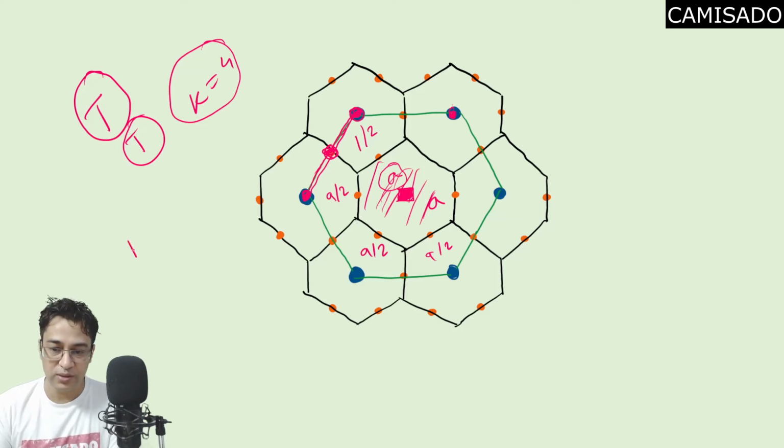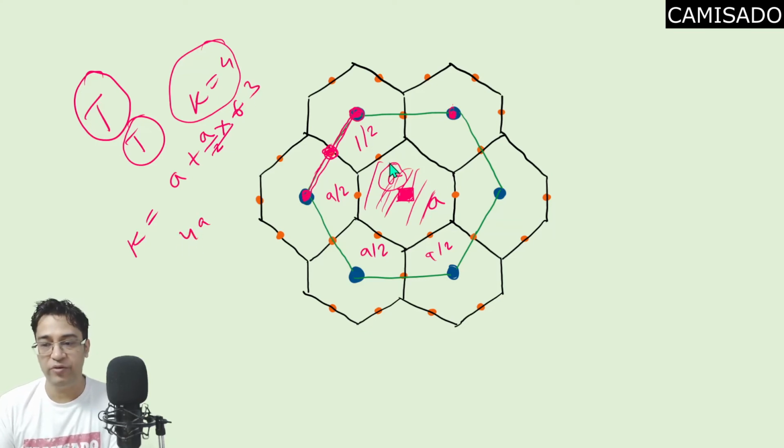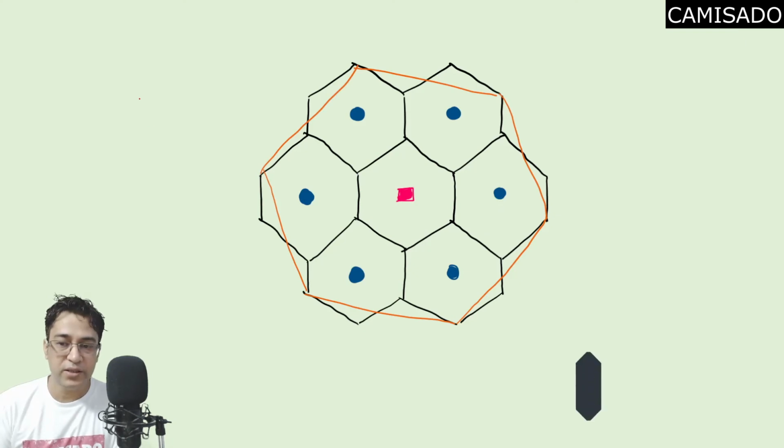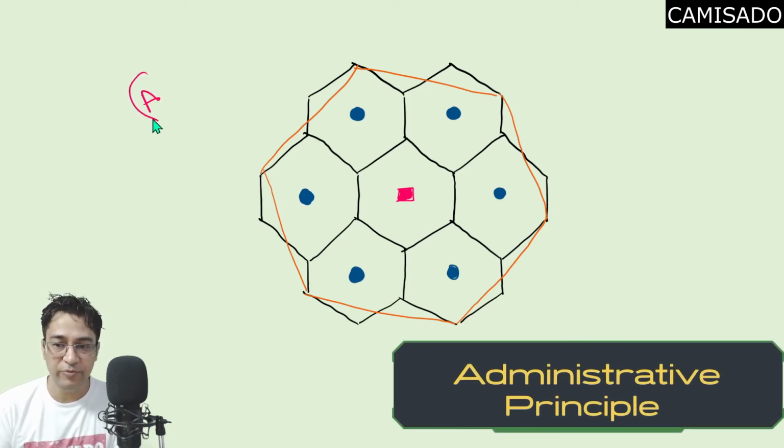So you can simply write k is equal to a plus a upon 2 into 6. So what we get is 4a. Therefore, we get the value of k to be 4. Now let us understand the administrative principle.